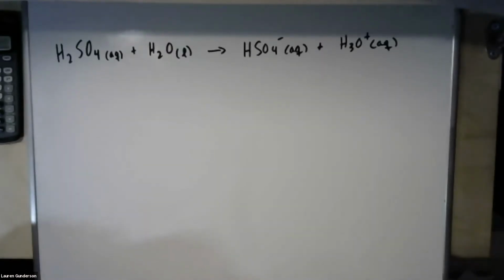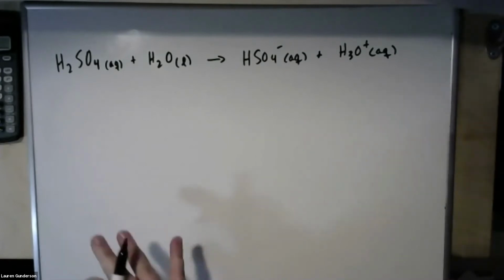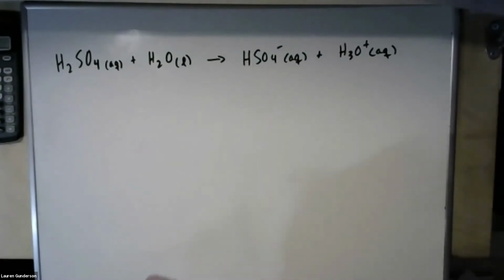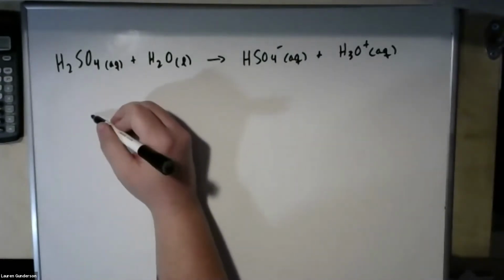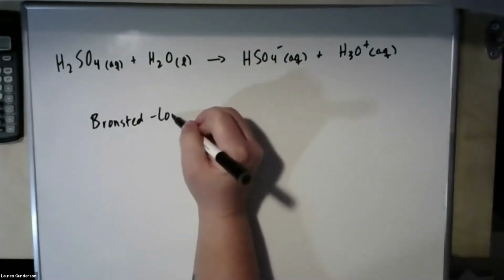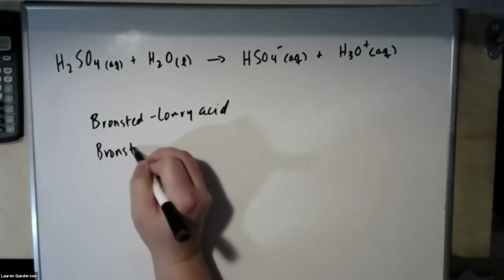So let me bring this back to the whiteboard. Let's start here with our first reaction. Now we want to look at a few things before we even start this problem. I know it might seem like a basic overview, but it's good to remind ourselves of some of the terminology that was used in the question itself. It asked us to identify the Bronsted-Lowry acid and the Bronsted-Lowry base.